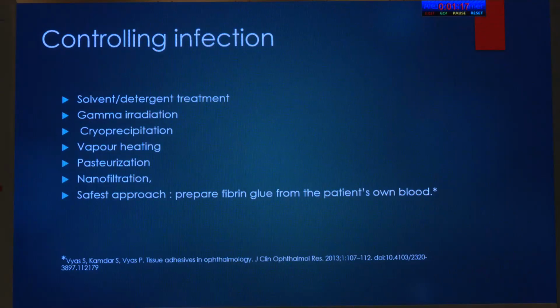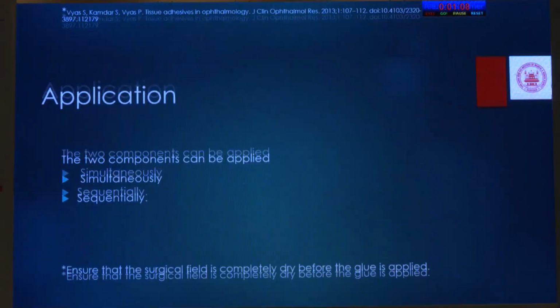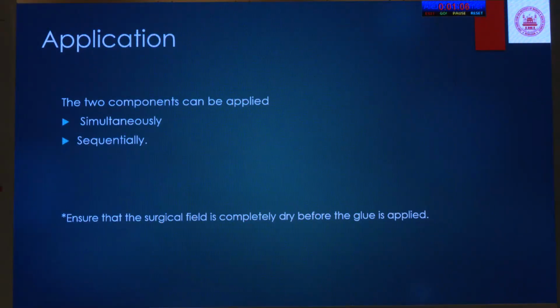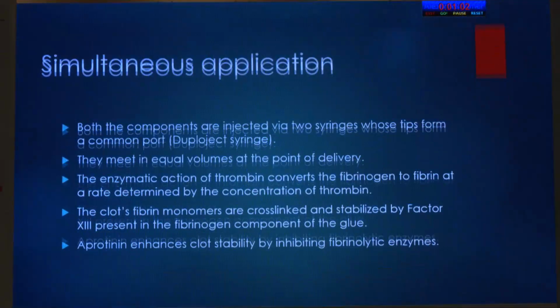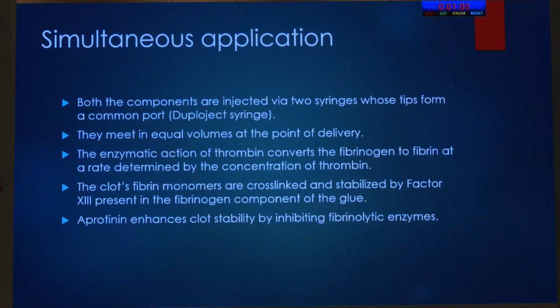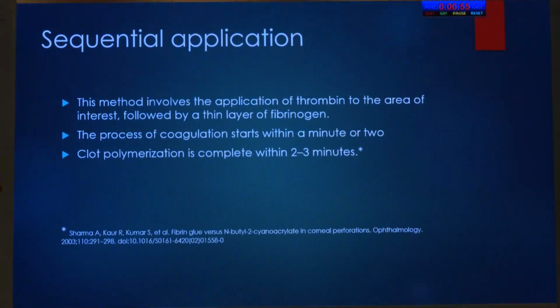Now, this infection risk can be controlled by various measures, but the safest would be to prepare the fibrin glue from the patient's own blood, so that factor can be very much controlled by this particular option. As for the technique of application, it can be applied simultaneously. For that, you need to have a duplicate syringe, but that completely depends upon the surgeon preference. And then there can be a sequential application where you apply thrombin first, followed by fibrin. So that can be identified as a thicker and thinner component. You have to explain it to your technician.